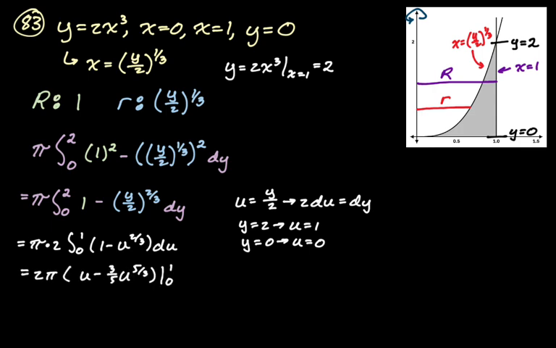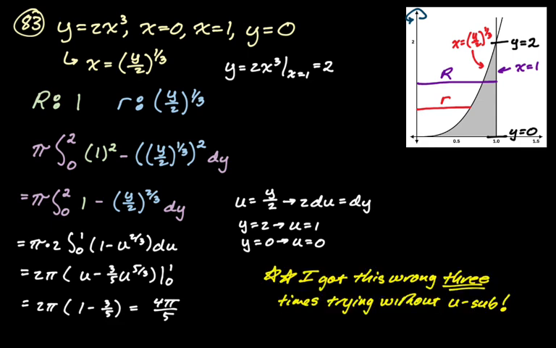We're going to integrate, so we get 2 pi, the quantity, the integral of 1 is going to be u, and then plus 1 times the reciprocal gives us 3/5 u to the 5/3 from 0 to 1. When we plug in here, plugging in 0 zeros it out, so plugging in 1 is really all we need to do. 2 pi, quantity 1 minus 3/5, which gives us 4 pi over 5. As I mentioned before, I did this a whole bunch of times and got it wrong. U substitution is the way to go.